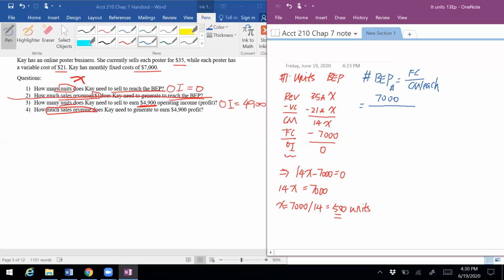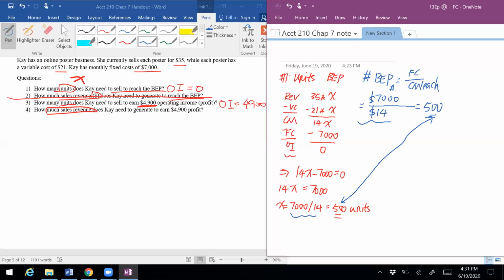My contribution margin for each one is 14. Wait a minute, both are dollar amounts. I got 500 also from here directly, the same as this 500. Even the equation is very similar. It's 7,000 divided by 14. Oh my goodness, I'm definitely correct. Yes, you are.